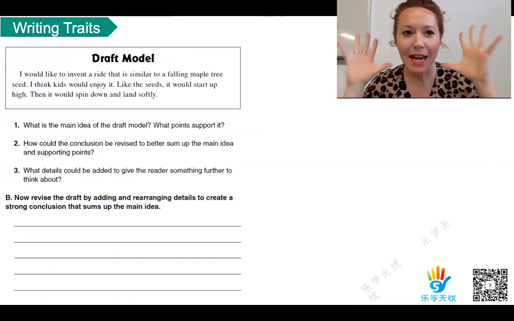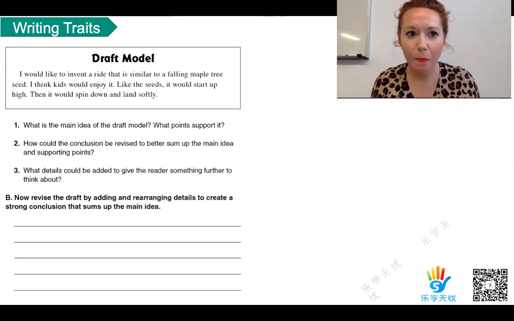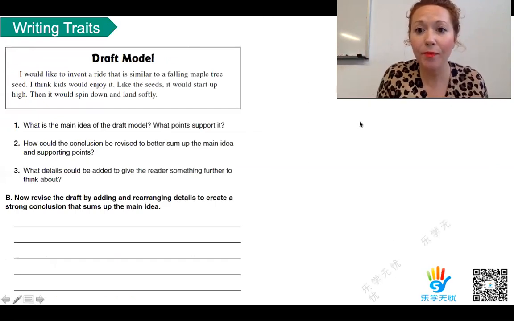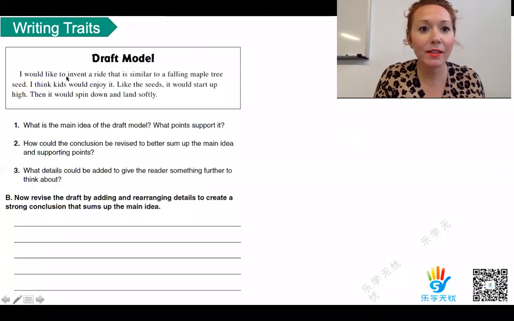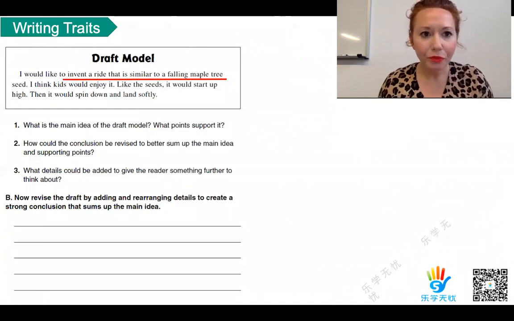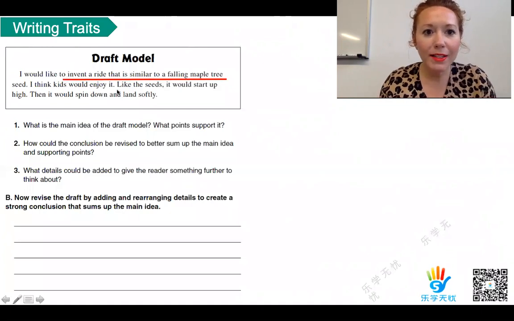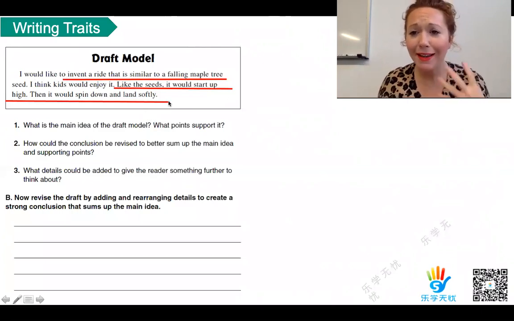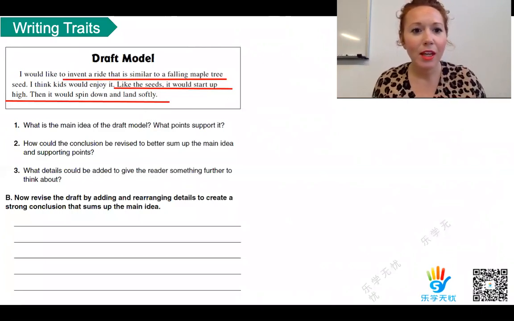Okay, so what's the main idea of this? Okay, so it's inventing something new, right? So the main idea is inventing a ride, like a roller coaster ride, okay? Now, what points support it? Well, we could say this supports it, right? This supports our main idea. It kind of describes it.